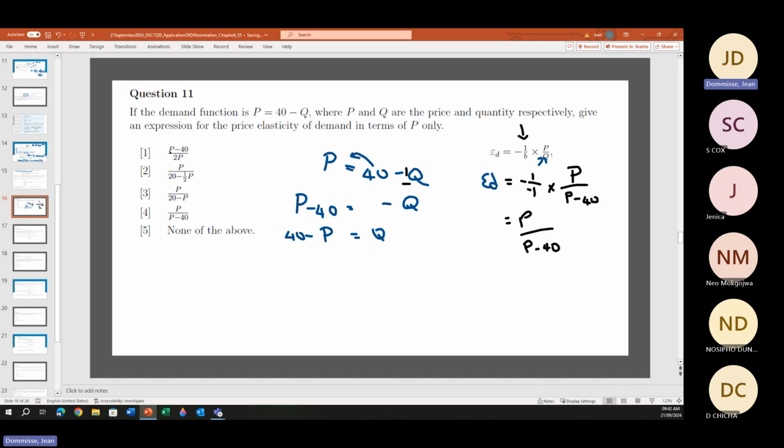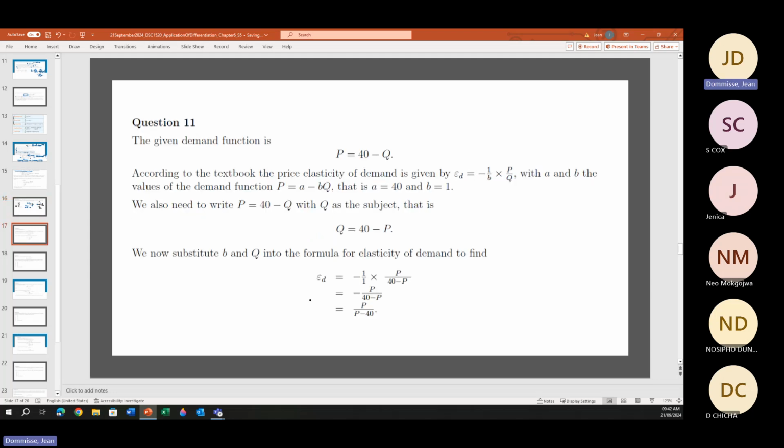And so let's look for P minus 40. Okay, it needs to be at the bottom. So that one is not correct. P is right there. 20 minus a half, so no, that's not right. P is right there. 20 minus P is not right. P is correct there. P minus 40. So option 4 is the correct one. So let's just see, and if we work it out, we can see it is option 4.